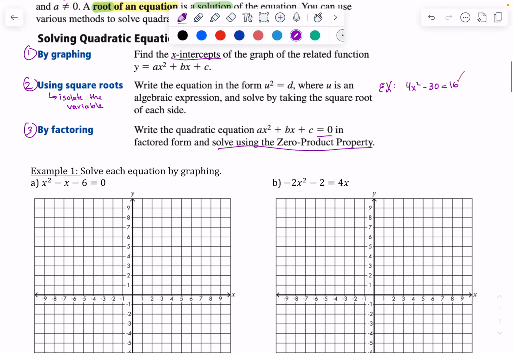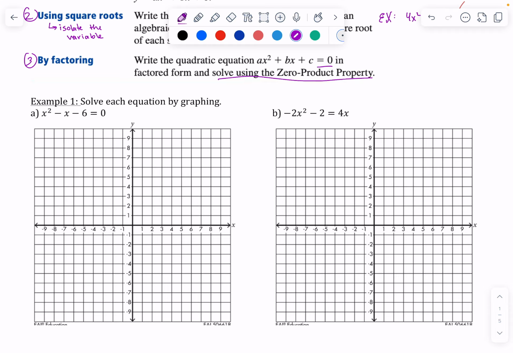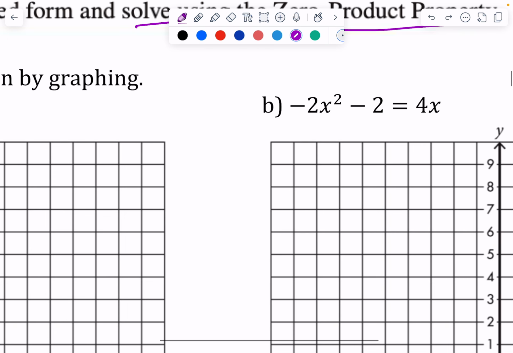So let's just begin with the first example, okay? Let's do 1b first, okay? So if I want to solve this equation using graphing, I have to start by moving everything to one side, okay? So I'm going to take this negative 4x, I'm going to move it to the left side. So this is going to become negative 2x squared minus 4x minus 2 equals 0.